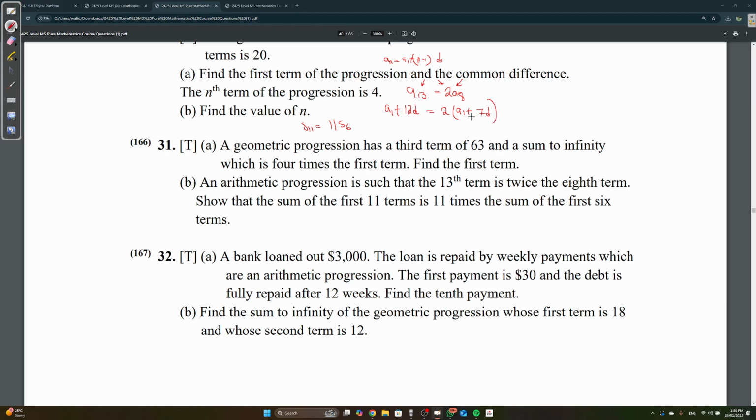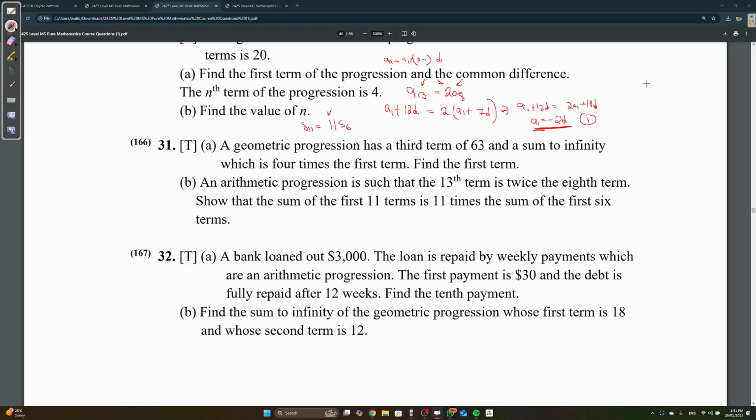So I think we can solve this equation. You're going to get 2 times (a1 plus 7d), let's distribute the 2, it's going to be 2a1 plus 14d, equal to a1 plus 12d. You can move the a1 here and the 14d there. You're going to get a1 is equal to negative 2d. So you solve this equation. Can we use this for later? We don't know. Let's see.